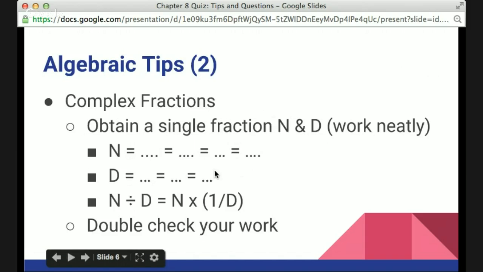Once you have the capital N and capital D, the numerator and denominator, you can write them horizontally in a division problem, which we know means you can do N, the numerator, times the reciprocal, or 1 over the denominator, which is another way to write the reciprocal. So division is just the same as multiplying by the reciprocal. Double check your work. It's very easy to make little mistakes when you're simplifying complex fractions, so just double check your work.